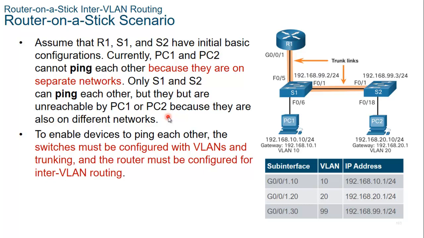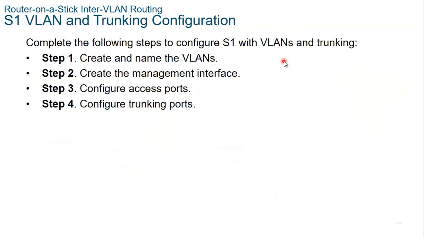connect them together. To enable devices to ping each other, the switches must be configured with VLANs and trunking, and the router must be configured with inter-VLAN routing. So very importantly, these trunks must be configured and the router must be configured as well. So these are the steps to follow to configure S1 with VLANs and trunking. First, create and name the VLANs, create the management interface, configure access ports, and then configure trunking ports.